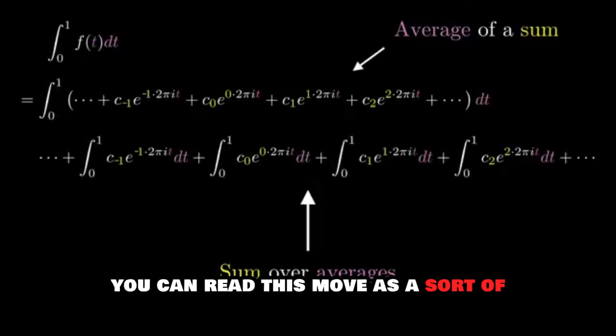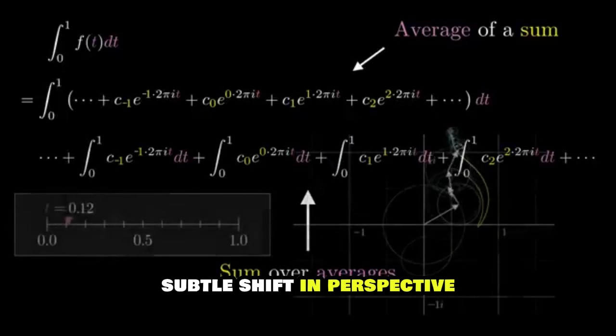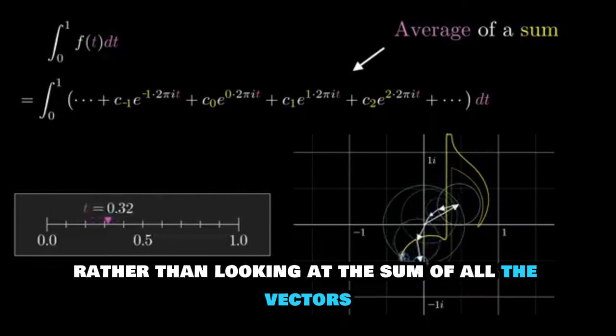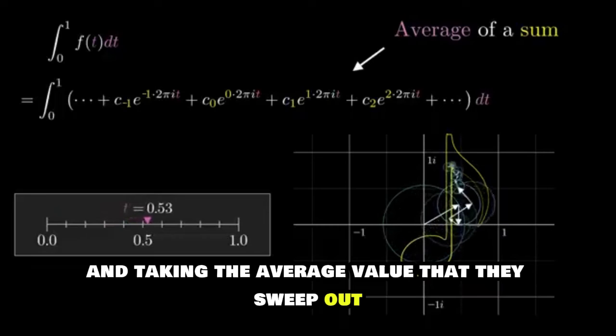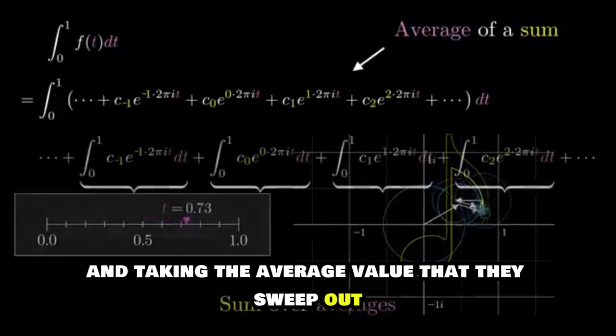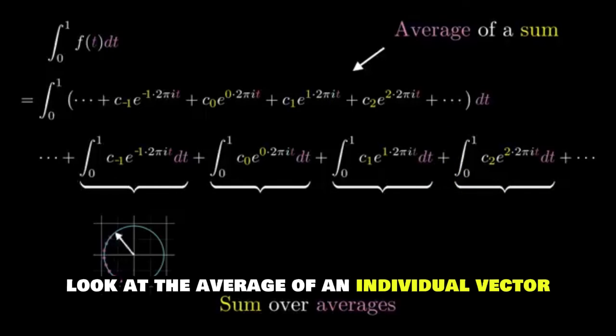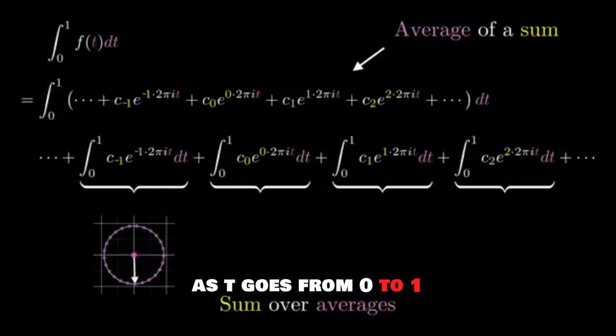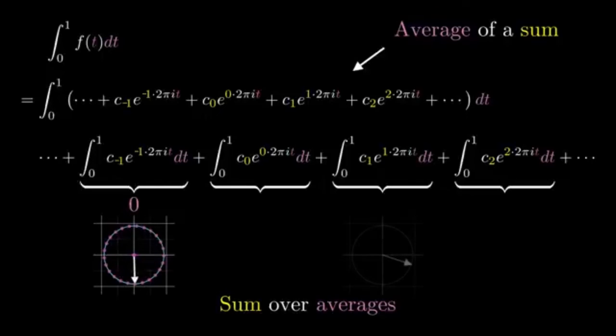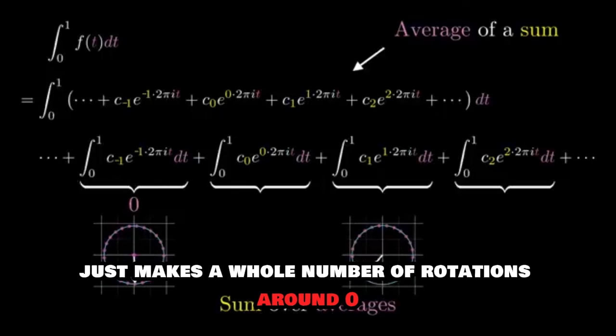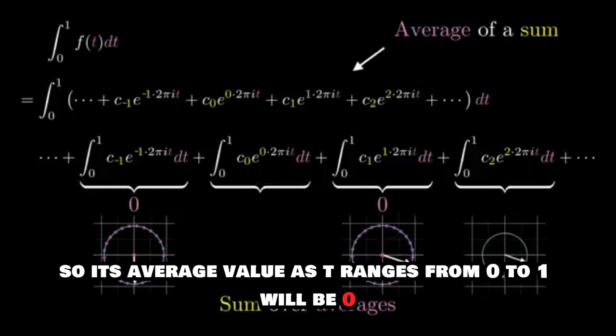You can read this move as a sort of subtle shift in perspective. Rather than looking at the sum of all the vectors at each point in time and taking the average value that they sweep out, look at the average of an individual vector as t goes from 0 to 1, and then add up all these averages. But each of these vectors just makes a whole number of rotations around 0, so its average value, as t ranges from 0 to 1, will be 0.